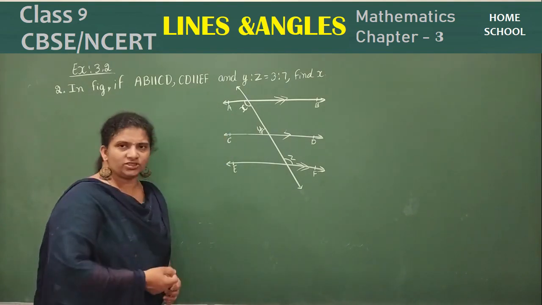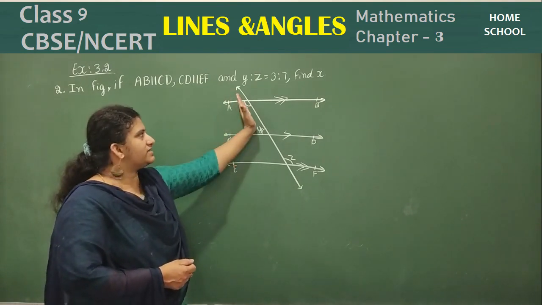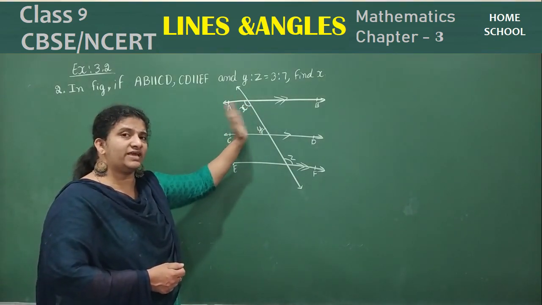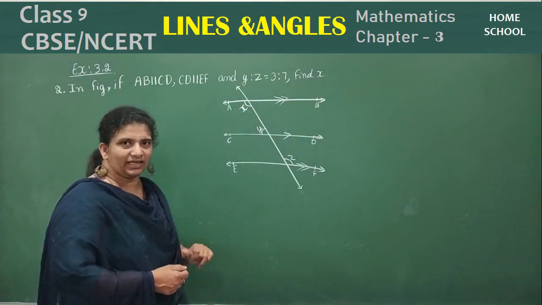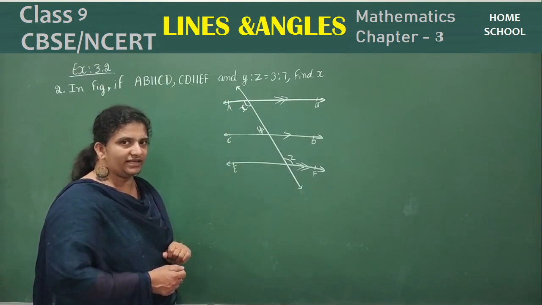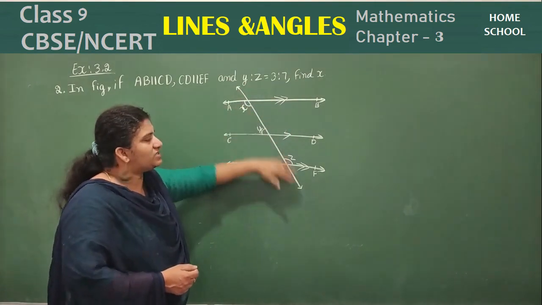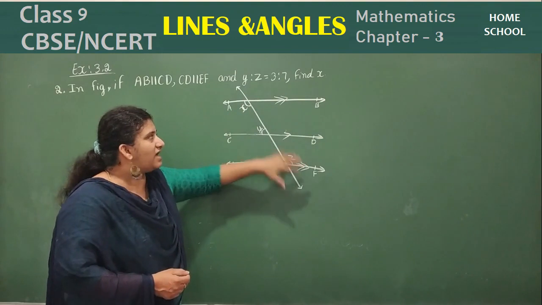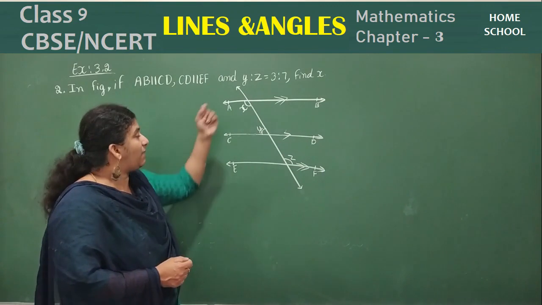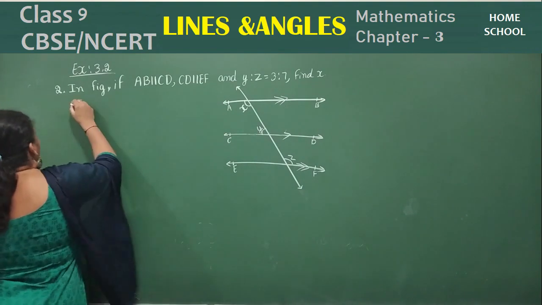Observe the figure carefully, children. What can you see? x, y, parallel lines, transversal. The sum of the interior angles on the same side of a transversal is supplementary. According to that, angle x plus angle y is equal to 180 degrees. Okay, forget about this line. These two are parallel, so alternate angles are equal: x is equal to z. By using that, we can apply the ratio later and we may get the answer. Let's start.